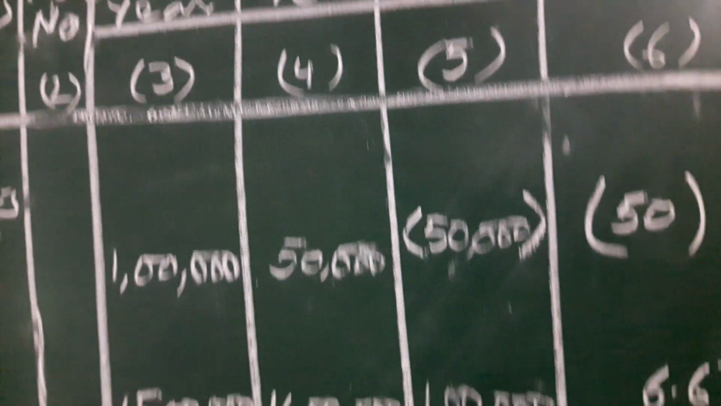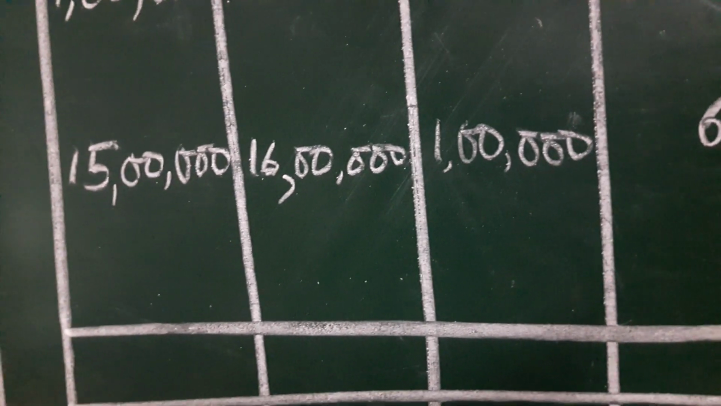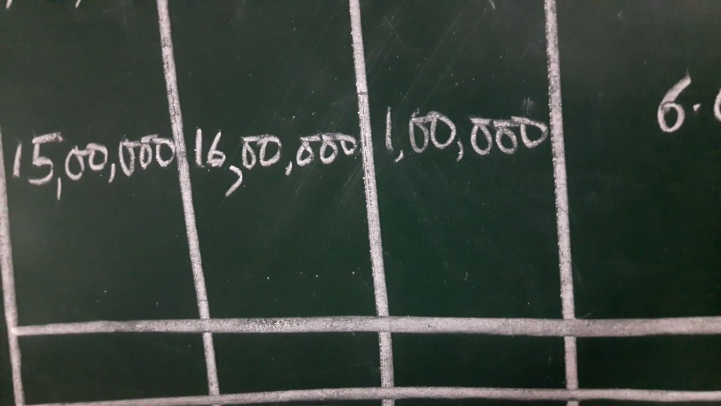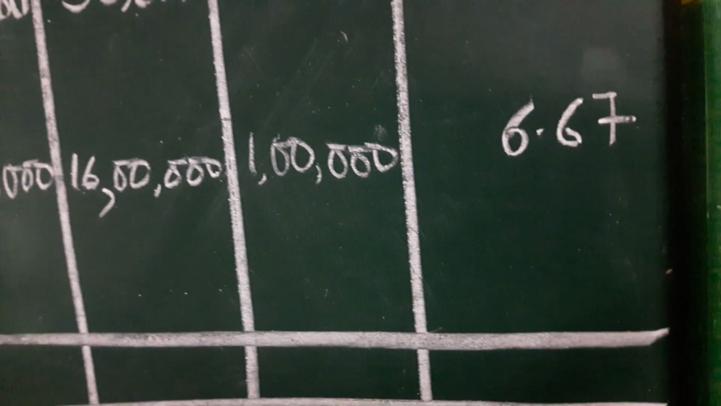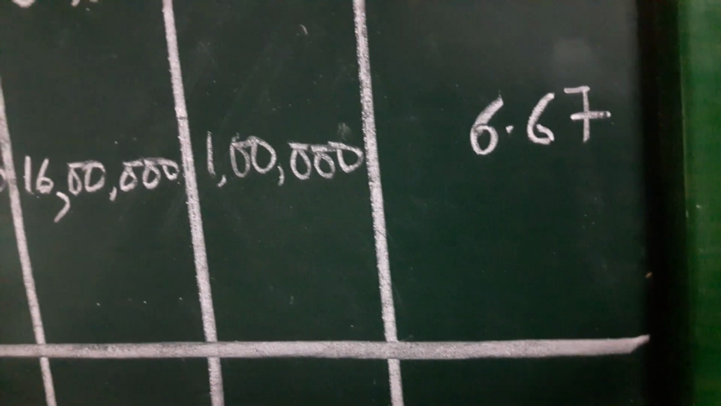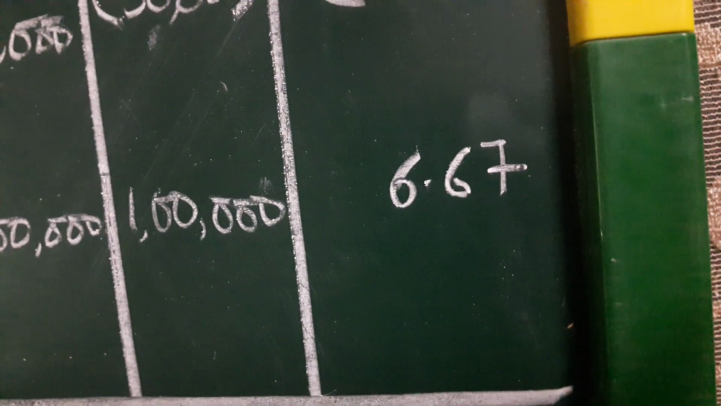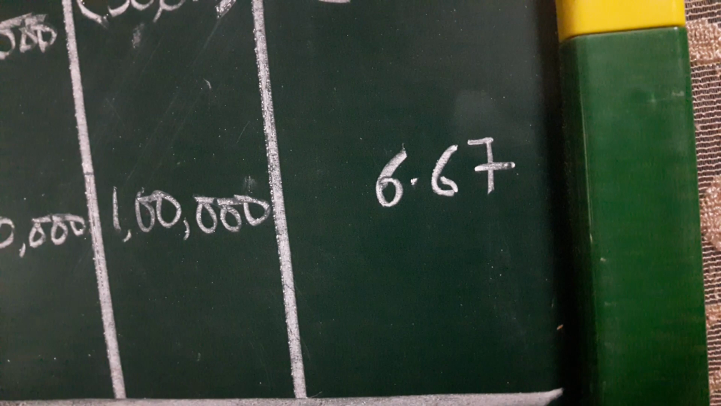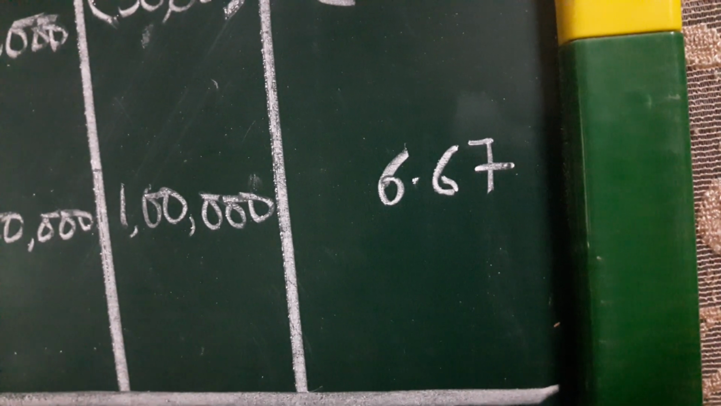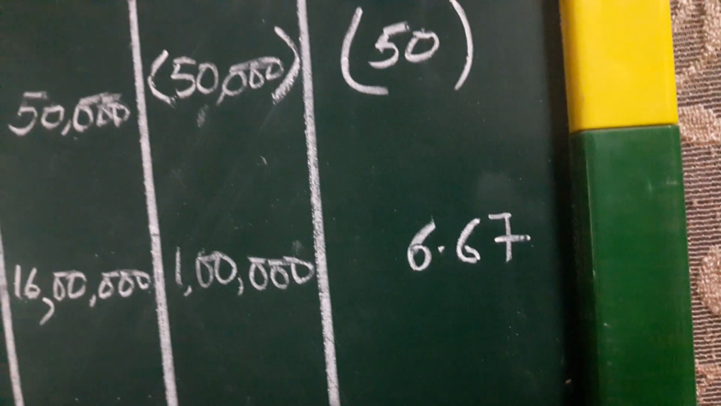I'm taking up another example. Suppose any random figure, any particular item, it was earlier 15 lakh. Now it is 16 lakh. So what is the absolute change? It has increased by 1 lakh. And when you convert it into percentage, 1 lakh upon 15 into 100, you get 6.67 percent. Now the question can be asked, how many decimal places do we need to calculate? Only 2 places after the decimal you have to calculate.